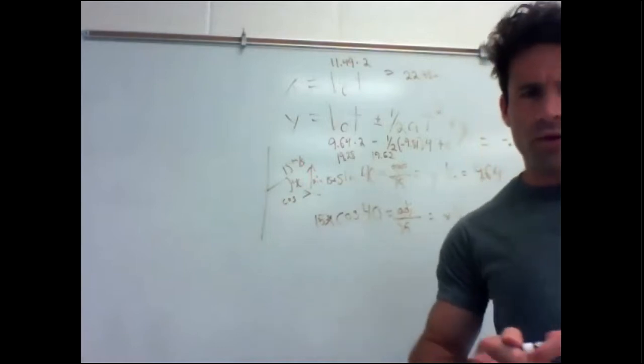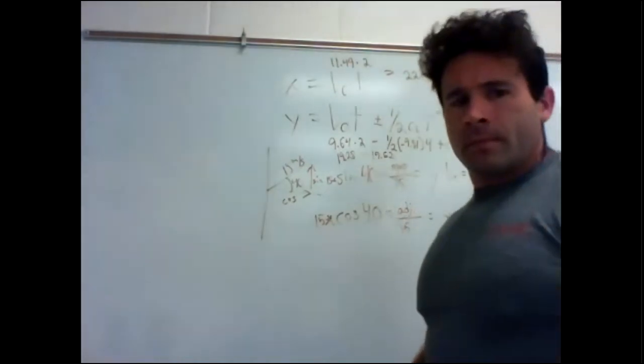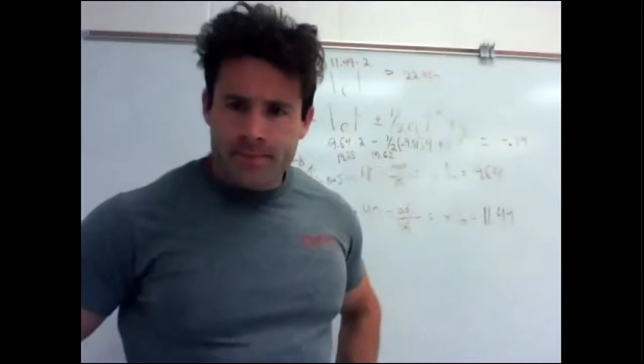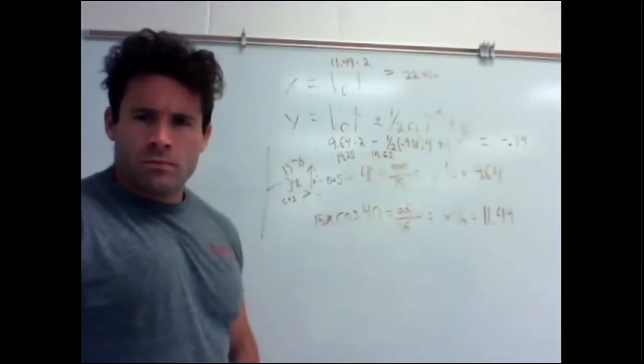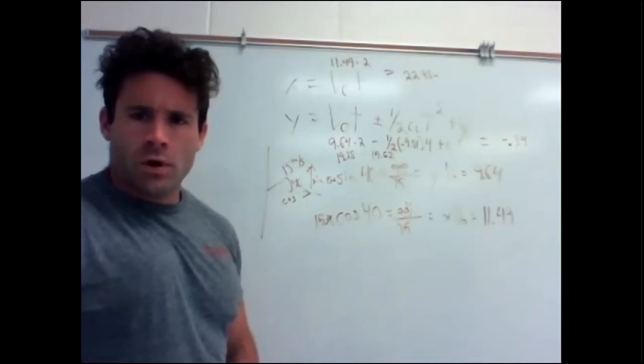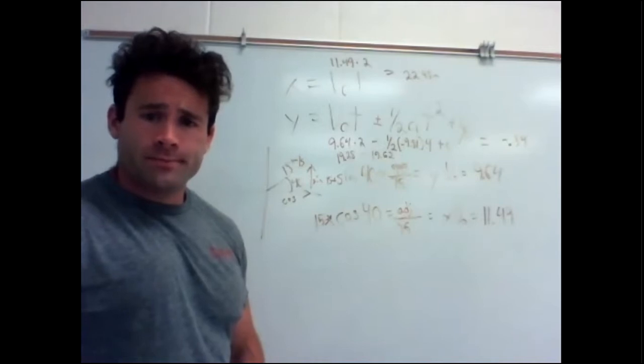So did you guys come up with an answer of about negative 0.34 meters vertically? And that horizontal of 22.98. Awesome. What are the questions you guys want me to work through?